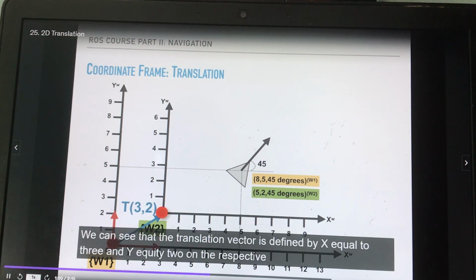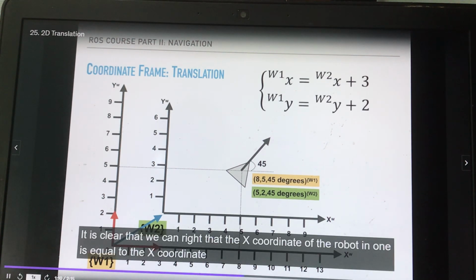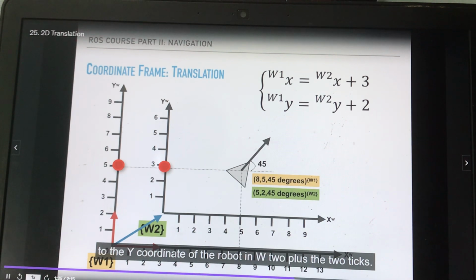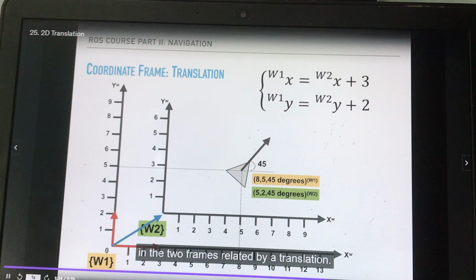We can say that the translation vector T is defined by x equal to 3 and y equal to 2 on the respective axis. It is clear that we can write that the x-coordinate of the robot in W1 is equal to the x-coordinate of the robot in W2 plus the 3 ticks. In the same way, the y-coordinate of the robot in W1 is equal to the y-coordinate of the robot in W2 plus the 2 ticks. So we obtain the following system of equations which determine the relation of the position of the robot in the two frames related by a translation.